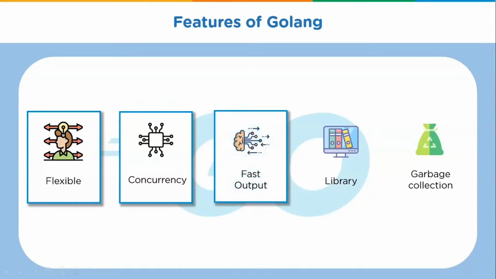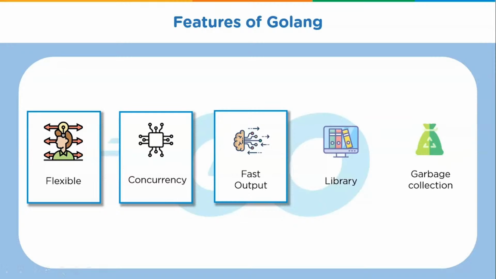Next is the fast output. Go comes with a very quick compilation time. In the Golang development environment, there is no virtual machine. The code is directly compiled to machine code, making the compilation process faster and more effective. Besides, the compiler produces only one executable file after compilation. This file does not suffer from dependency and can be uploaded and run anywhere. This makes the code execution process faster.